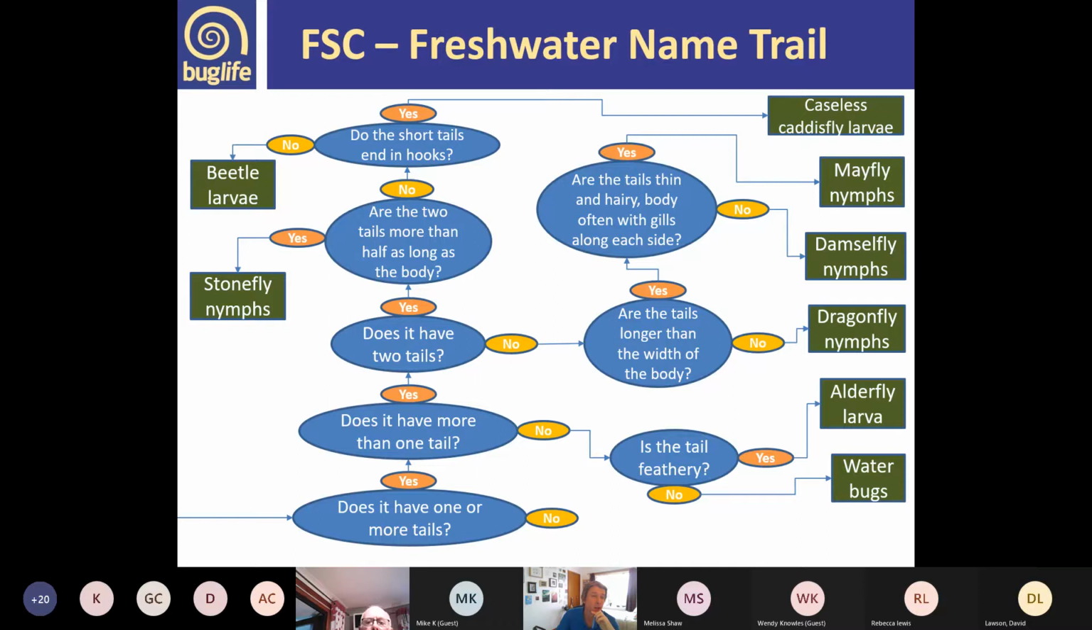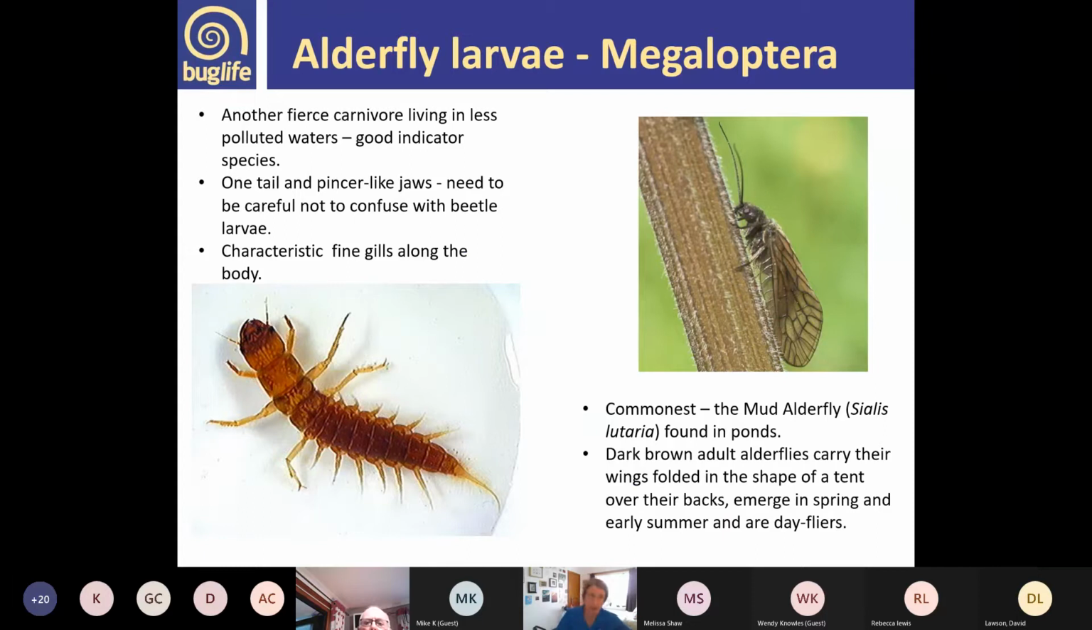So I'm going to briefly address each of these groups, and then we'll move on to the next part of the freshwater name trail. Firstly, alderfly larvae. Alderflies are voracious predators in their larval form and are dependent on cleaner oxygenated water, which is the case, I should say, for many of the insect larvae that are dependent on cleaner water with higher oxygen content. They have a single tail and sharp pincer-like jaws.